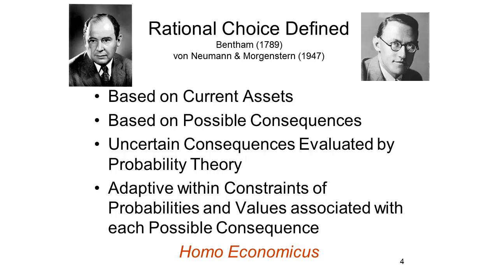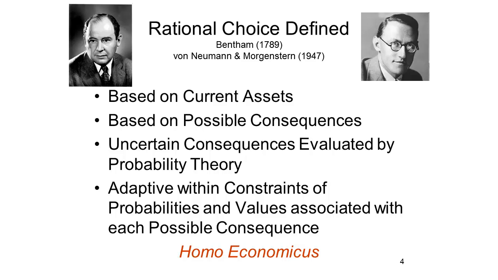First, rational choices are based on current assets, on what the decision maker has in hand at the time the decision is made. Second, rational choices are based on the possible consequences or possible outcomes of each choice. Where these possible consequences are uncertain, then these uncertain consequences should be evaluated by probability theory. In this way, rational choices are always adaptive because they take into account the probabilities and values associated with each possible consequence of a decision. Rational choice is a prescription for how people should think, how they should make decisions.